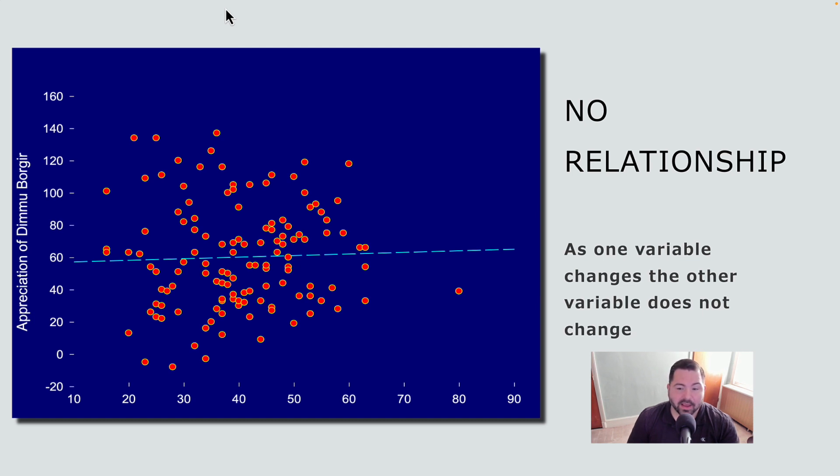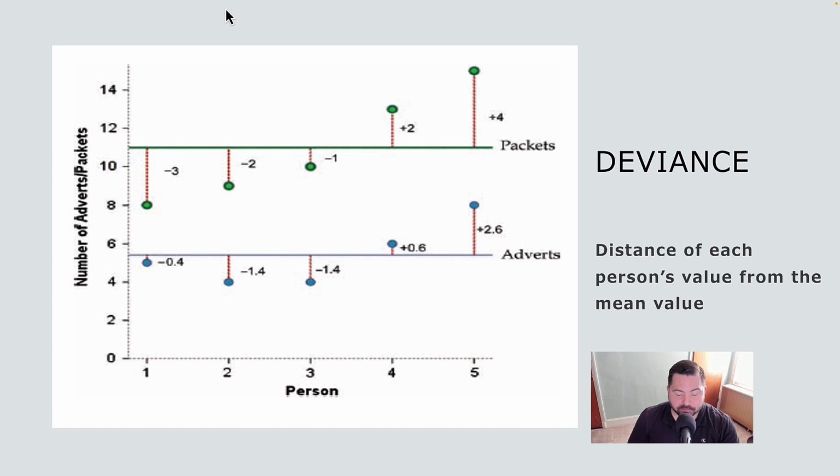As one variable changes, the other variable is not changing up or down. It's just staying flat. You typically can identify these in a scatter plot graph like this. It's denoted because there's this sort of horizontal line that goes through all the data for the line of best fit. It neither slopes upward or downward, which indicates the lack of a relationship.